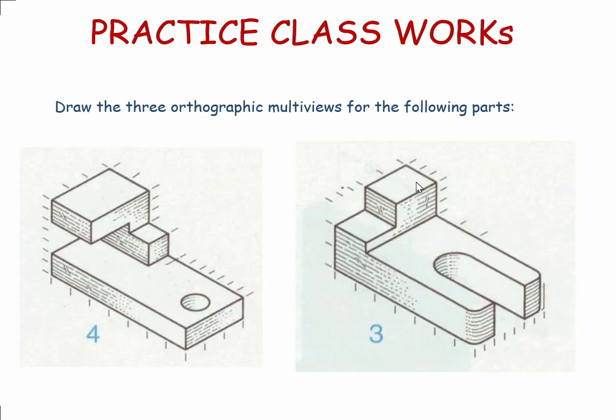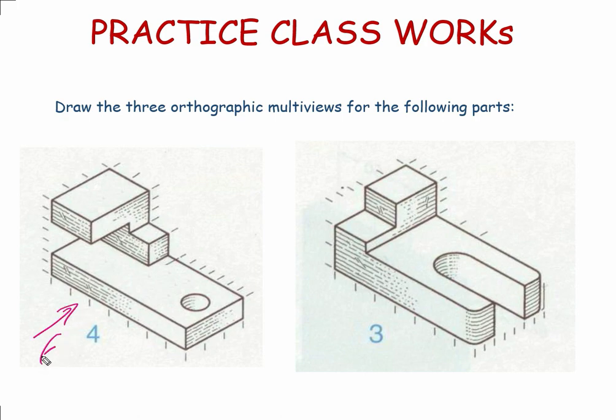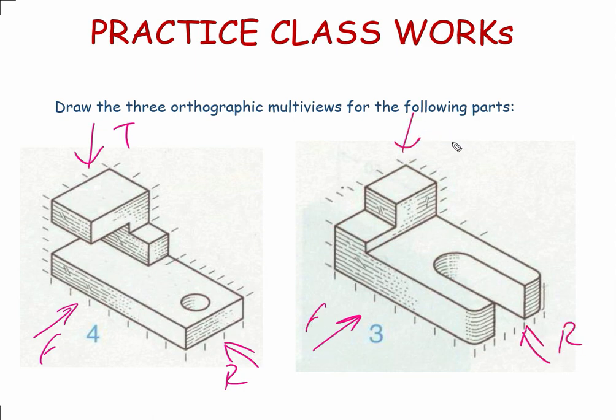Now the classwork, I want you to do some practice. You have to draw the three orthographic multiviews for the following parts. As I told you, first you have to select the front. In this example, number four, the front should be from this side because the longest dimension is on the front, and we can see most of the features from the front view. In this case, you have to draw the front, the right, and the top. Same idea in exercise number three. For this front, we should draw the right and the top view.